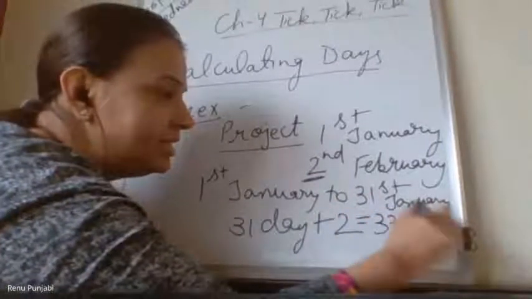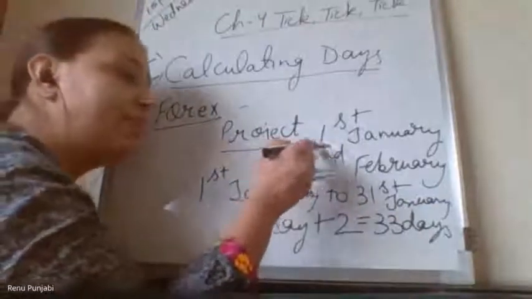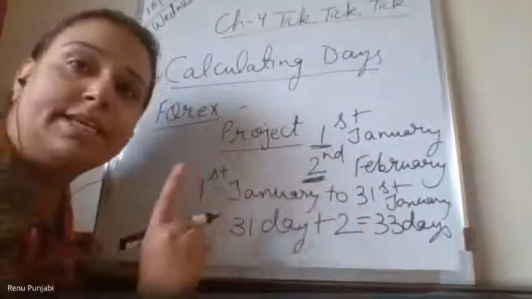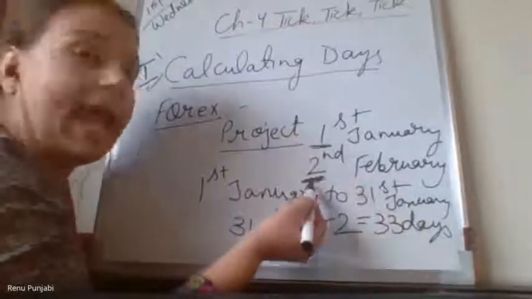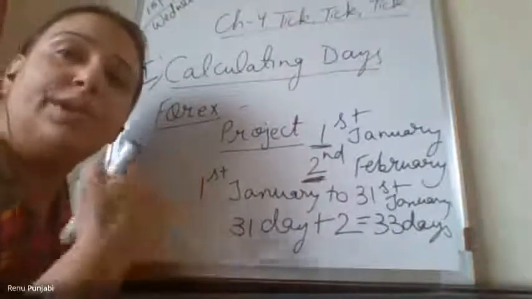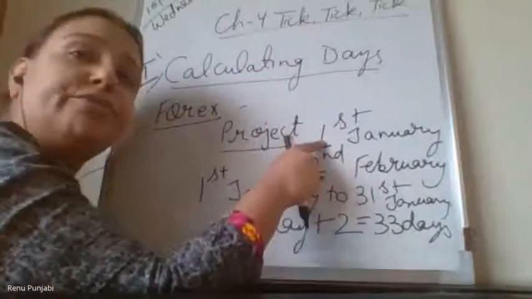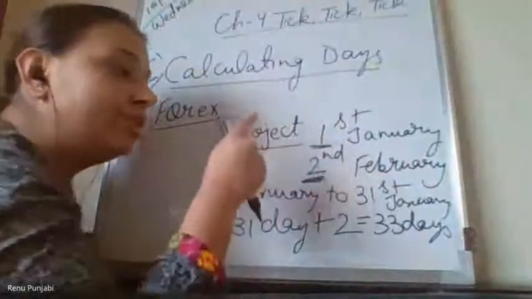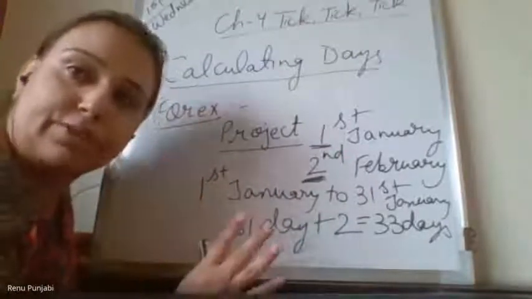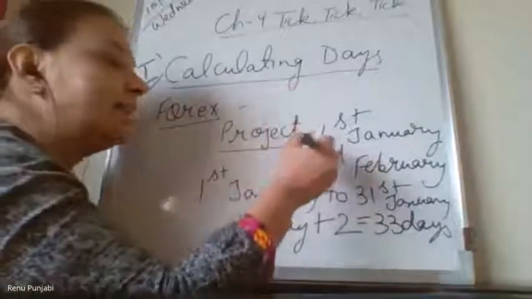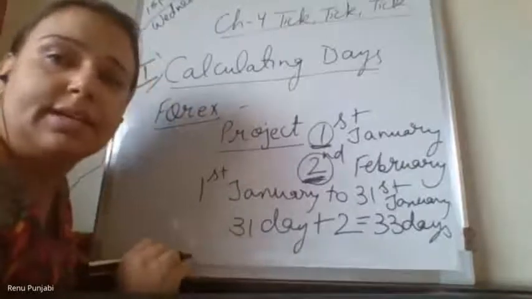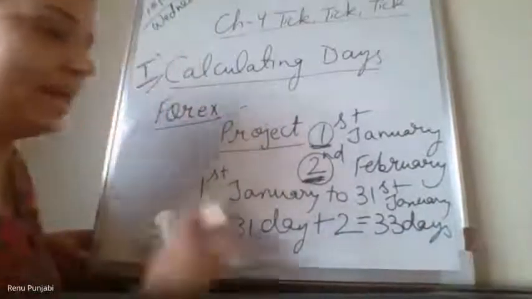Have you noticed here that we have counted 1st January also and 2nd February also? Why have we counted the starting day and the ending day in our project? Because that day is also included. We started on 1st January and we are going to end on 2nd February, so the project continued. That is why the starting date and the ending date are also counted. So let's take a few more examples.